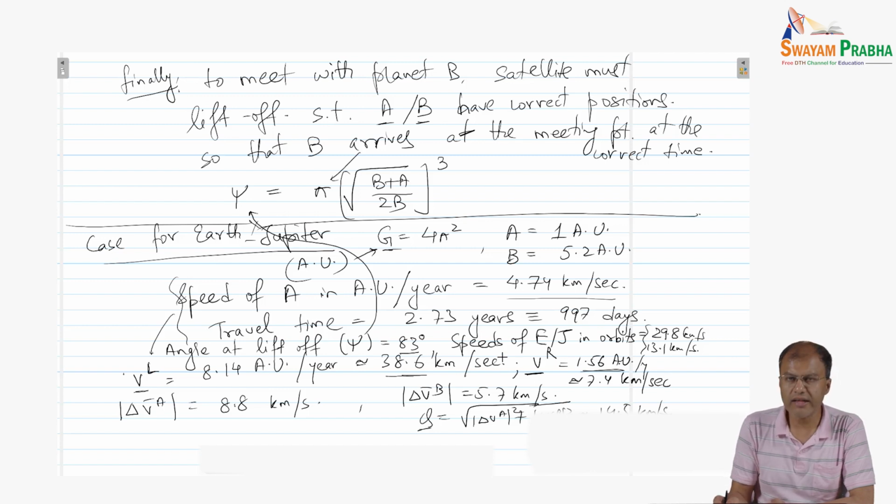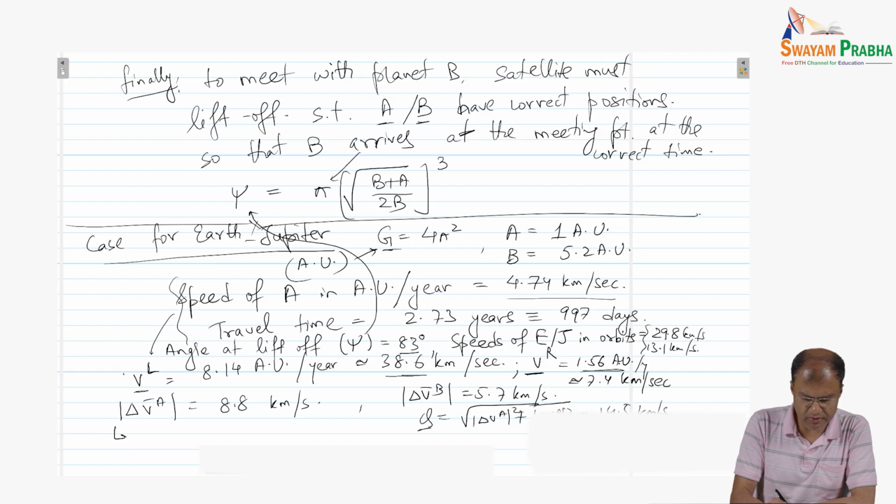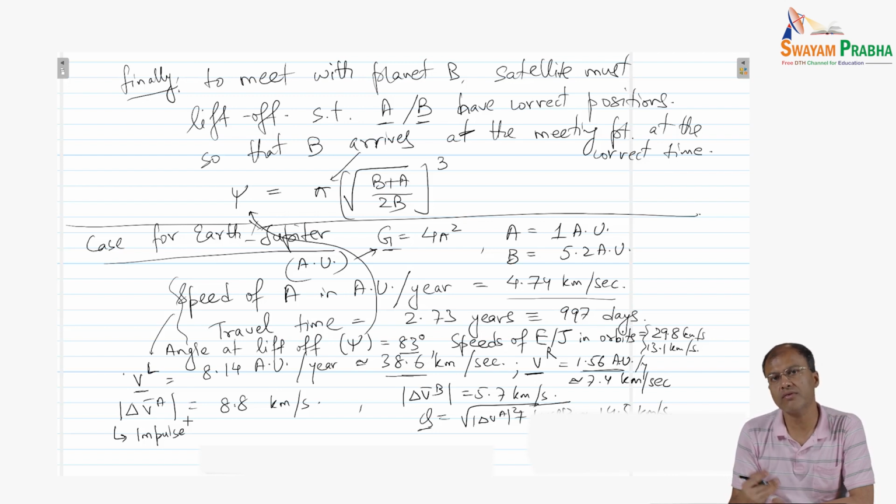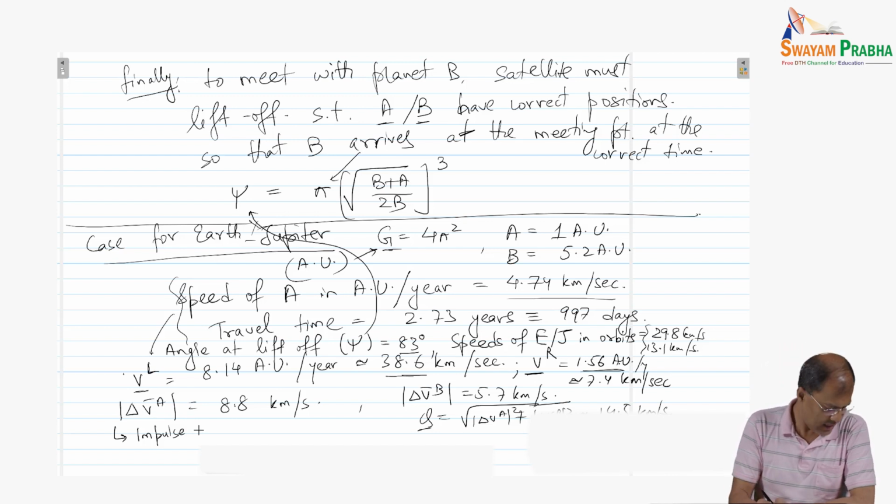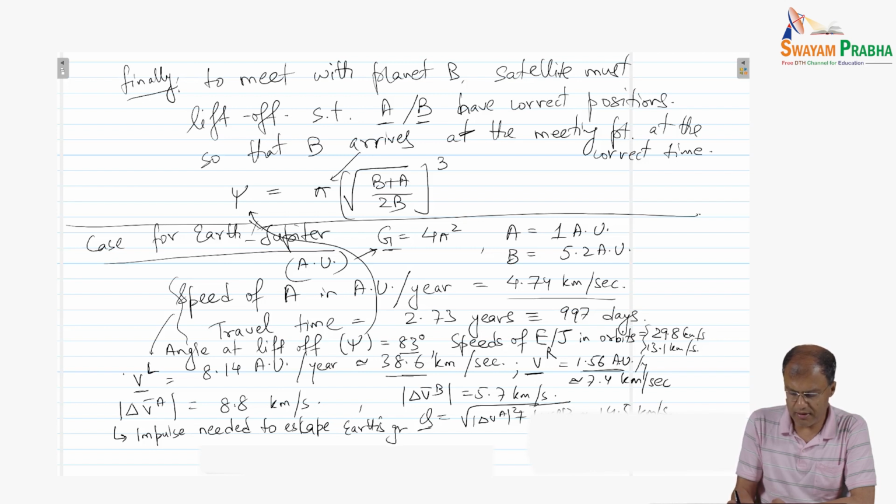All this data is given to show you the following. It turns out that the impulse needed by the satellite to escape the Earth's gravitational field is roughly equal to 12.4 kilometers per second.